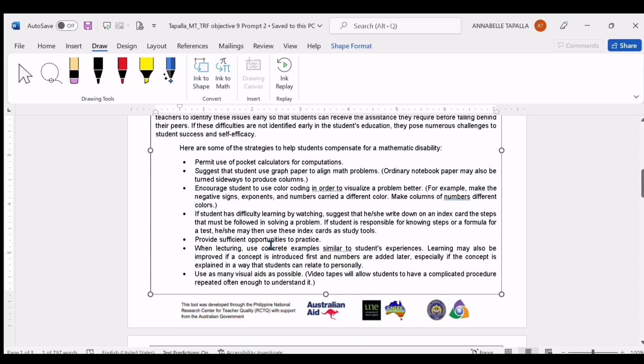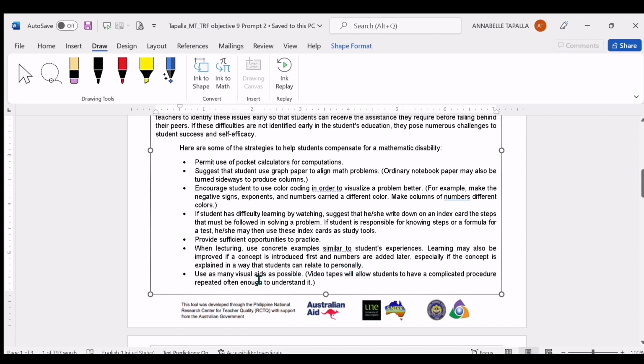Provide sufficient opportunities to practice. Then, when lecturing, use concrete examples similar to students' experiences. Learning may also be improved if a concept is introduced first and numbers are added later, especially if the concept is explained in a way that students can relate to personally.